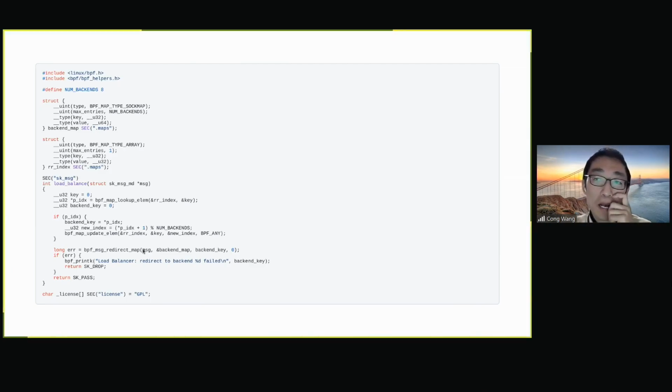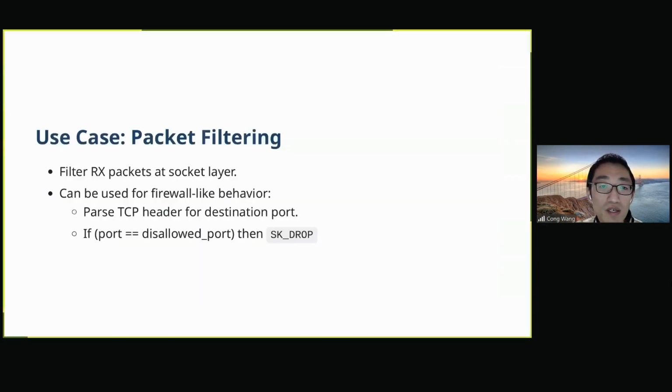It redirects the message to the specified index here. So I hope this example is more useful to you to show how we should use the eBPF socket maps. Okay, so the next one is also pretty much a very common one.